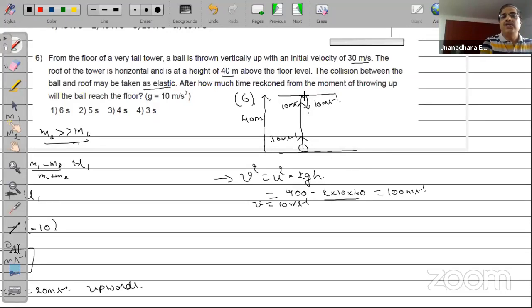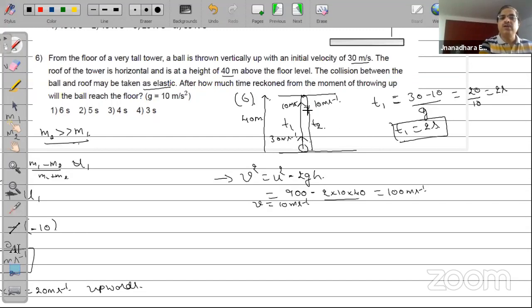Now a collision is only here, which is telling you that it's going to come back with 10 meters per second. And now I have to find out the total time taken, T1 and T2. So let's see how to find out T1. T1 is very simple. To find T1, velocity here is 10. Initial velocity is 30. So it should be 30 minus 10 divided by G. G is 10. So this turns out to be therefore 20 by 10 equal to 2 seconds. So T1 is 2 seconds. Very simple to find out.